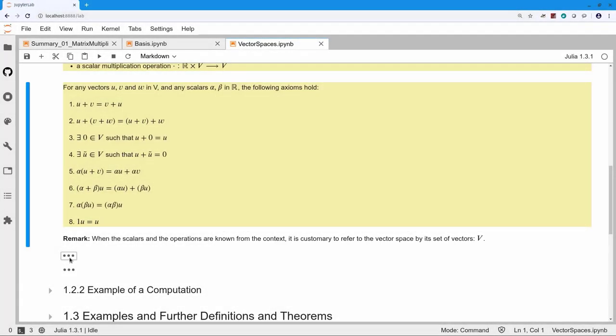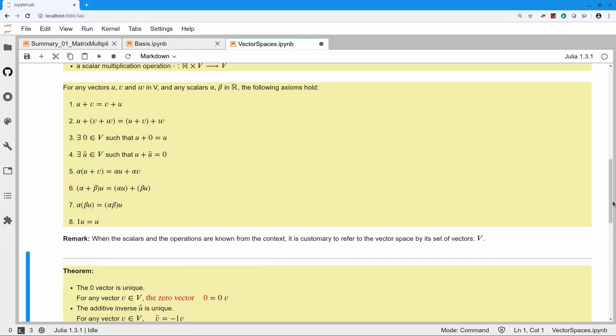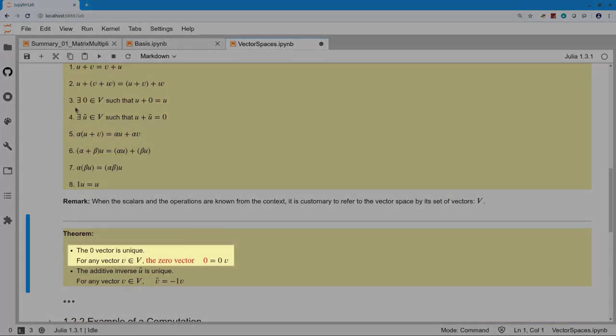Another point to make is that it looks like some properties are missing from that list of axioms. The reason is that I can actually get them by manipulating those axioms. So here is a theorem to complete this. Namely, the zero vector in number 3 is unique. There's only one such, and there's an easy way of getting it. If I take any one vector in V and multiply it by the scalar 0, I get the zero vector. Similarly, in rule number 4, the additive inverse, that u tilde, is also unique.